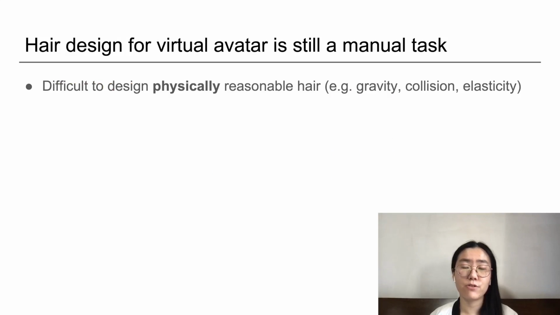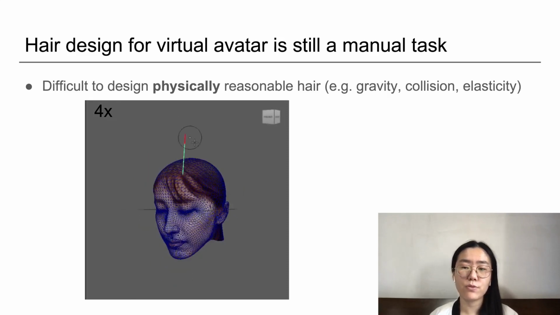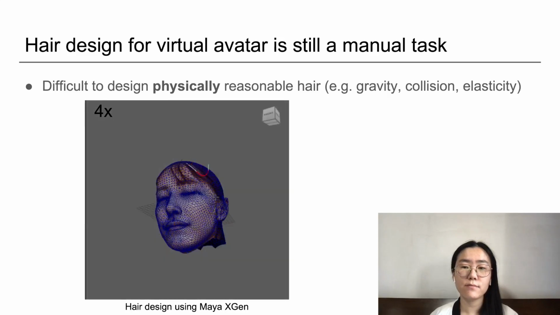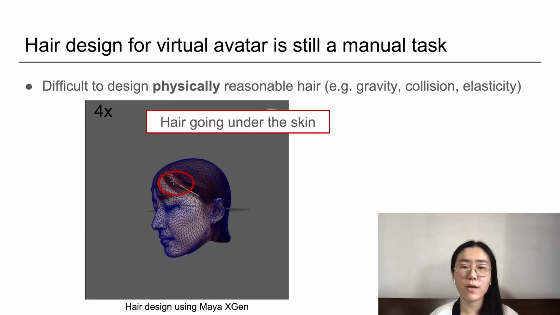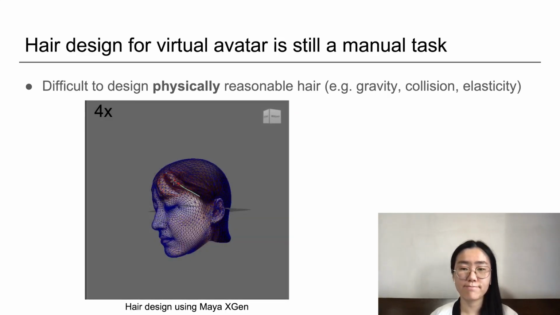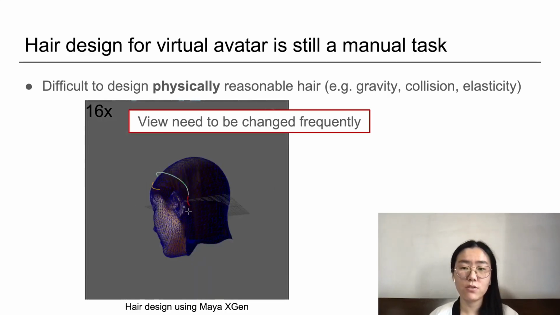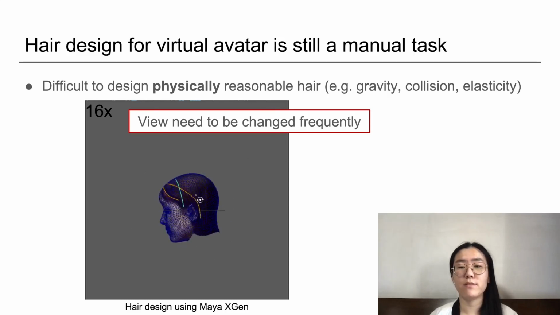Actually, hair design for virtual avatars is still a manual task. However, it is not so easy to manually design physically reasonable hair. This video shows our design using Maya XGen. We can see that during the design, hair is floating in the air. And hair is going under the skin too. Also, the view needs to be changed frequently to design plausible hair strands.